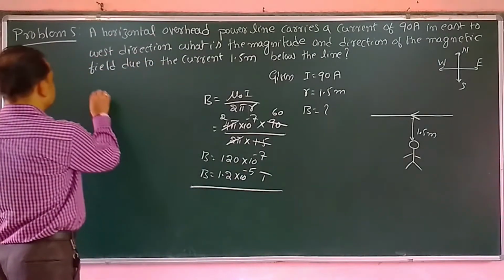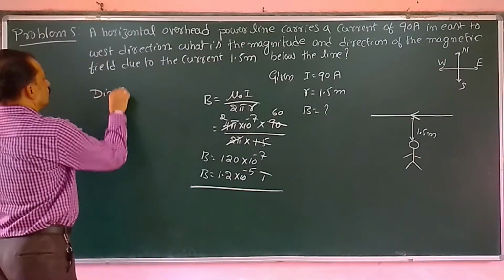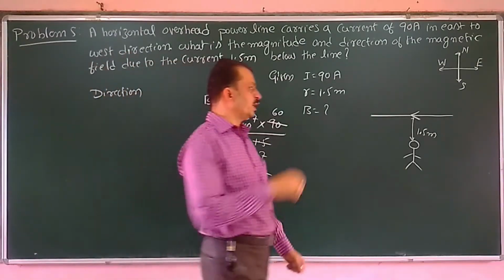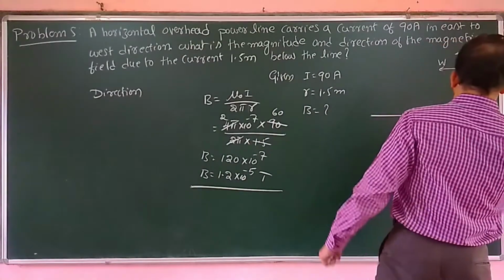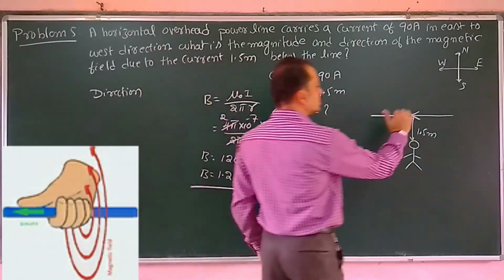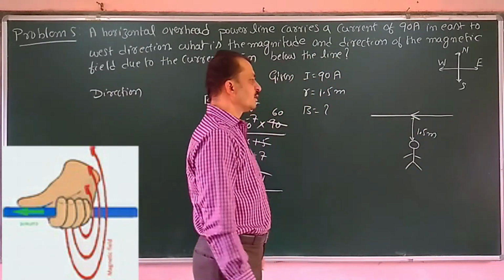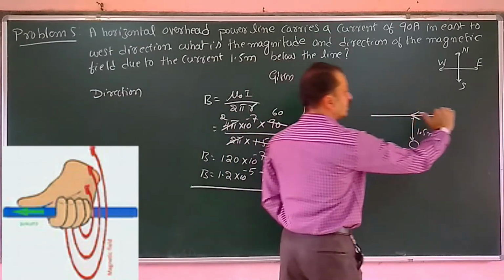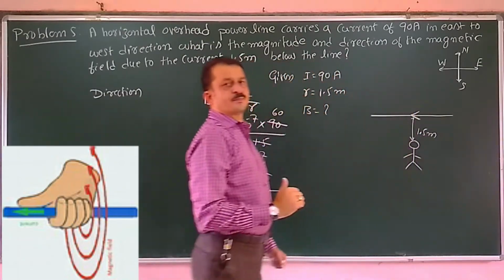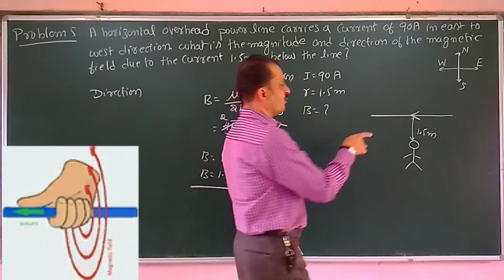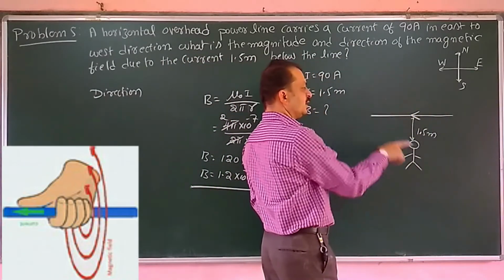Now the direction. Once again, direction is given by the right hand rule. So look here. So current is flowing from east to west. If I hold this current carrying conductor such that the thumb indicates the direction of the current, then the encircled fingers represent the direction of the magnetic field. Now the magnetic fields are like this.